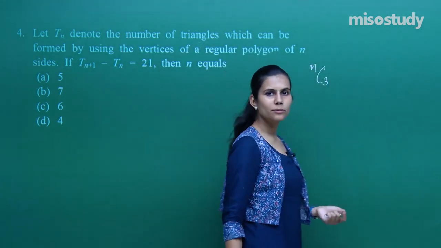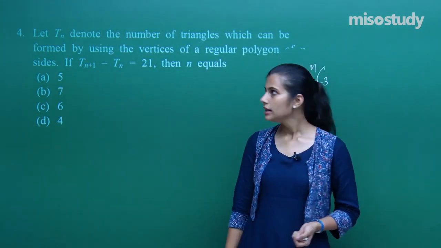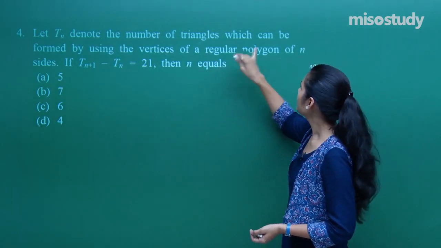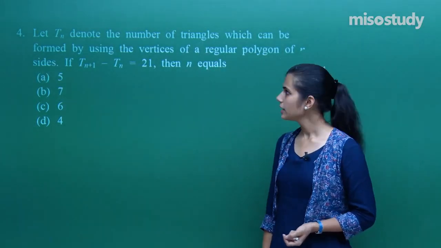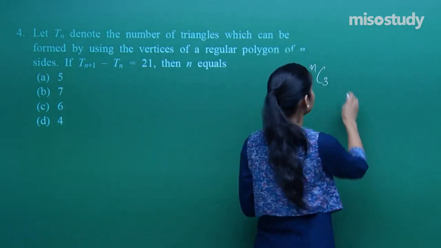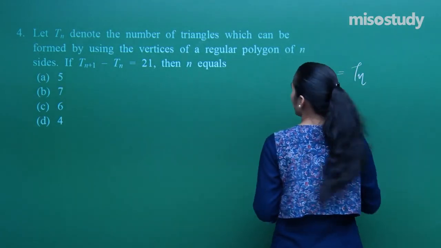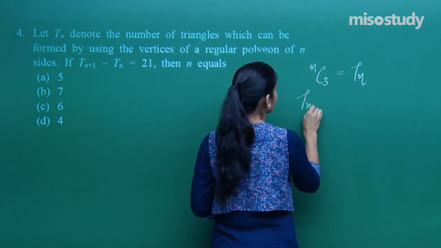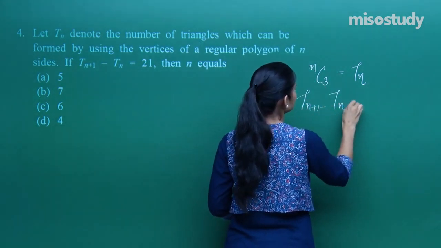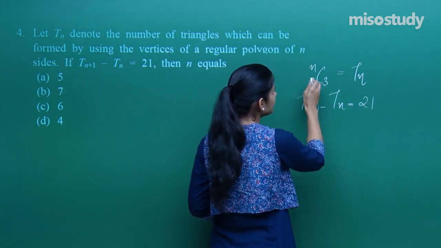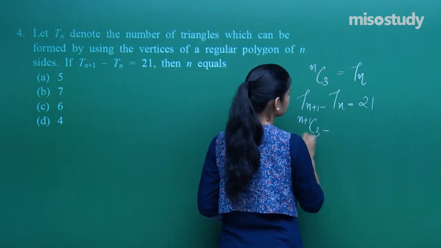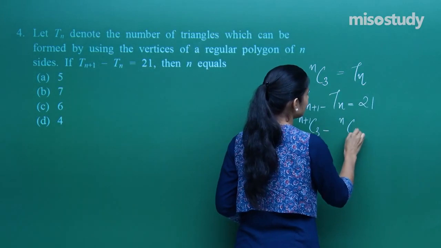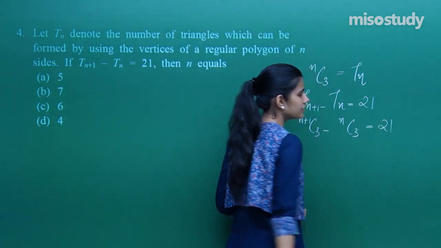NC3 is the total number of triangles which can be formed by using 3 vertices out of the n vertices of a regular polygon. And that is equal to Tn given in the question. I am given that Tn plus 1 minus Tn is 21. If NC3 is Tn and Tn plus 1 will be n plus 1 C3, then n plus 1 C3 minus NC3 equals 21.